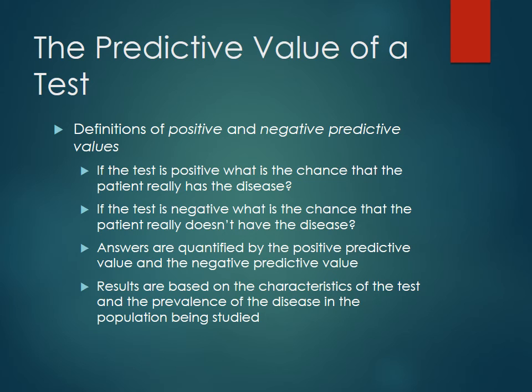We talked about this when we covered Bayesian statistics back in the first lecture, but we'll cover it again now. The answers are going to be quantified by the positive predictive value and the negative predictive value. Those values are very important when you're looking at tests to see how good a test is at picking up patients who do have the disease, and if it says negative, how true that is. Results are based on the characteristics of the test and the prevalence of the disease in the population being studied.